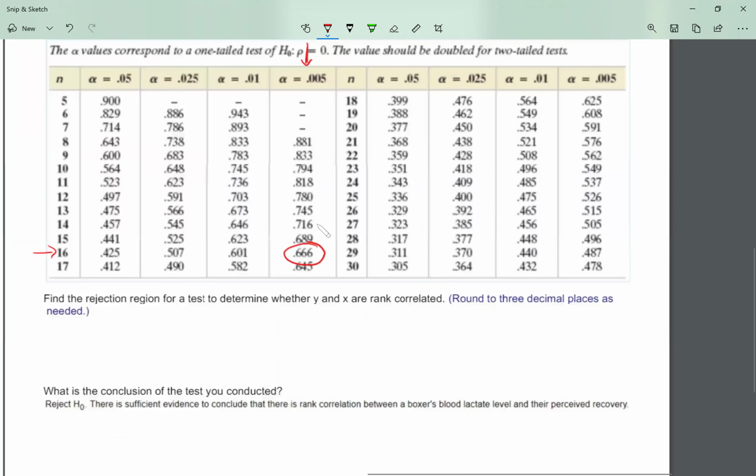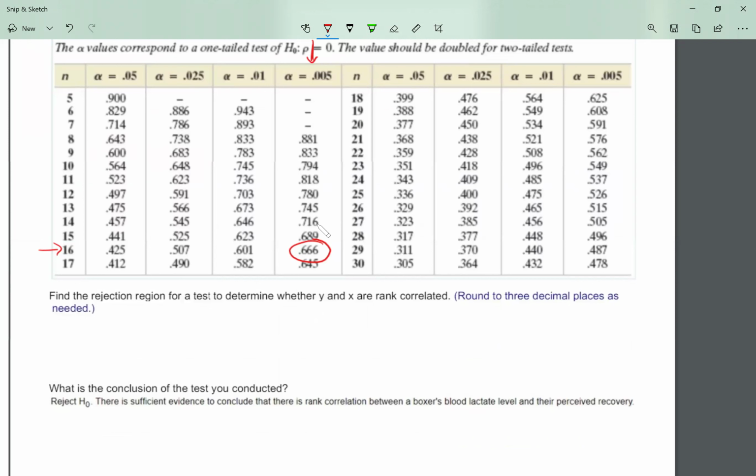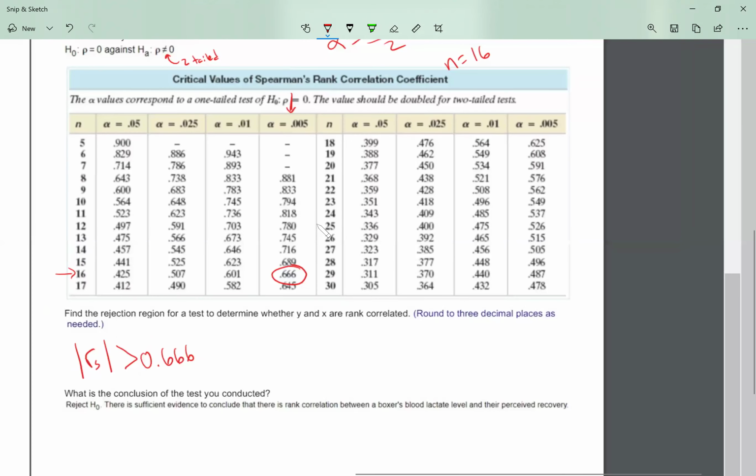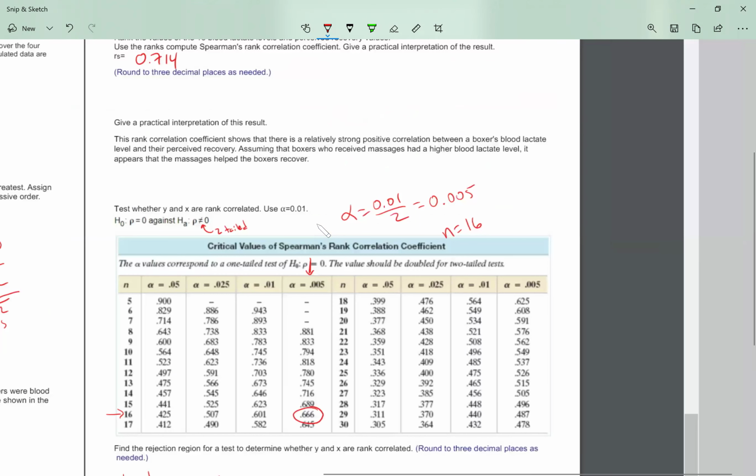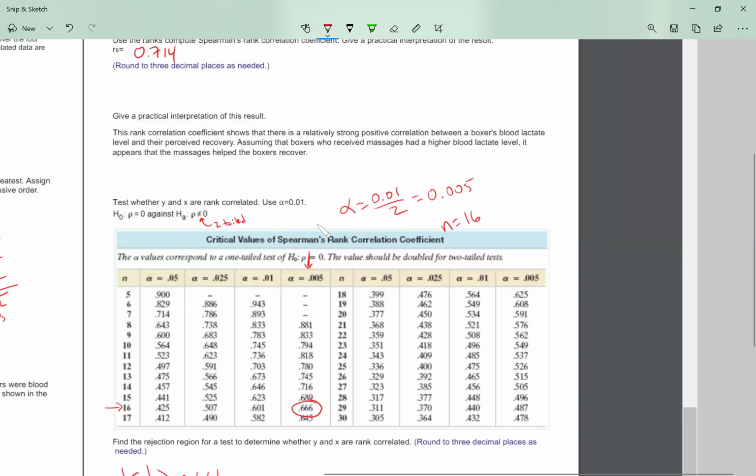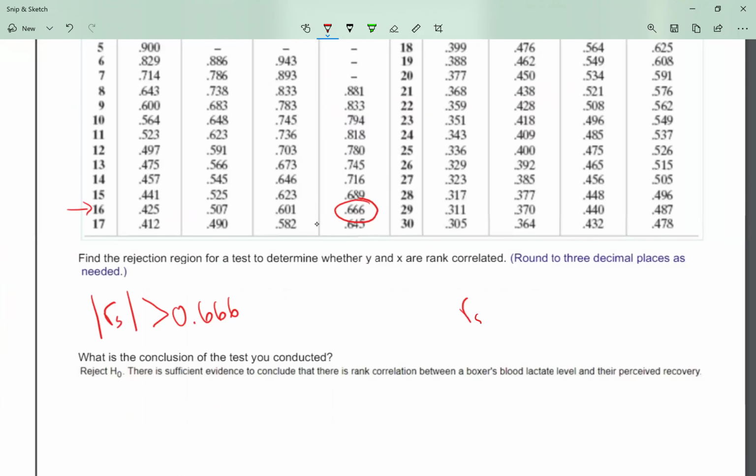So here it's going to ask me to find a rejection region for a test to determine whether y and x are correlated. I'm just going to say the absolute value of my r squared. I'm going to reject it if it's greater than 0.666. That's the value that I had. Now, what is the conclusion that we had? Look at my r squared. My r squared is 0.714. Let me just write here at the side. My r squared, it was 0.714. And I know I'm going to reject it if it's more than 0.666. It is, right? So I'm going to reject it.